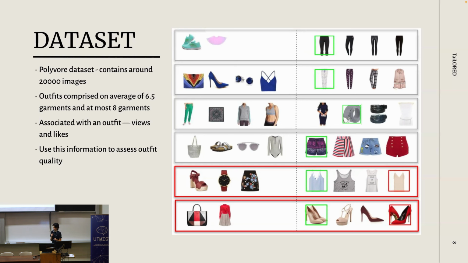Now, for our architecture, we start with the ResNet here, which is pre-trained, takes in a single image of clothing and produces 2048 features.